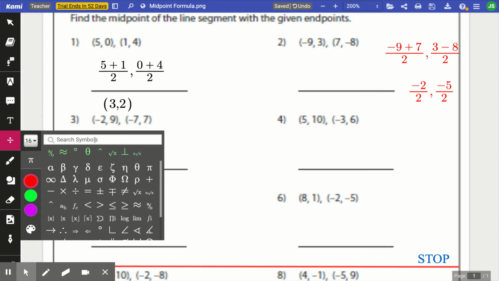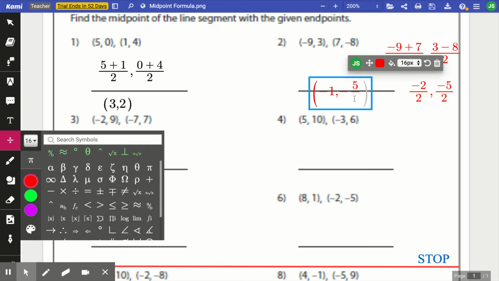I'm just going to still do this in red. Negative 2 divided by 2 is a negative 1. Oops, I need the parentheses. Negative 1. And then negative 5 halves, it cannot reduce. If I can reduce it, I would. I'm just going to put in negative 5 halves here. So negative, and then my fraction, 5 over 2.